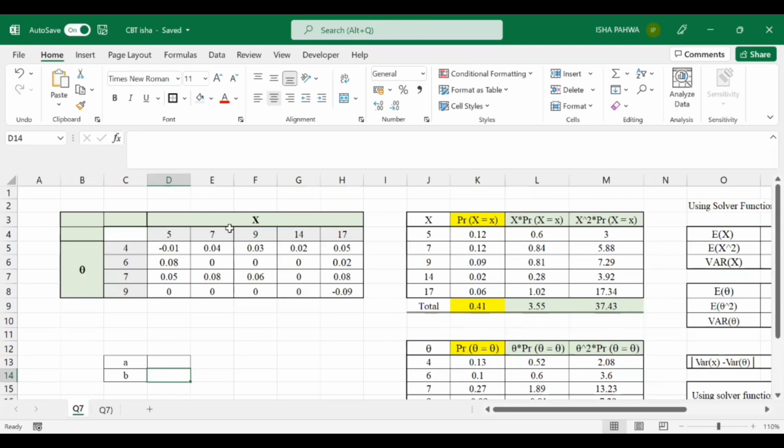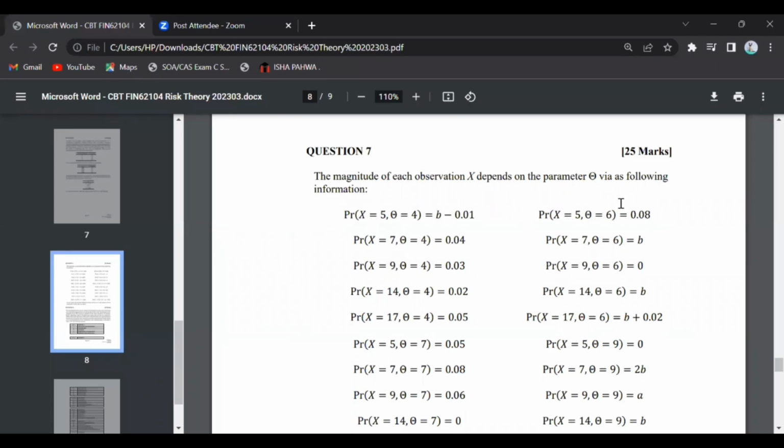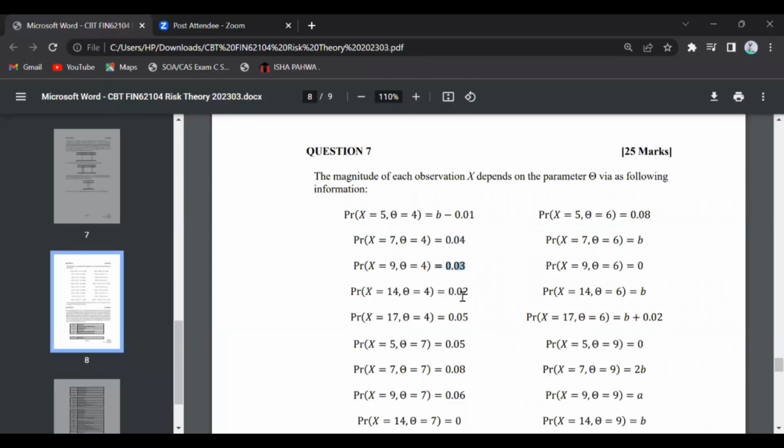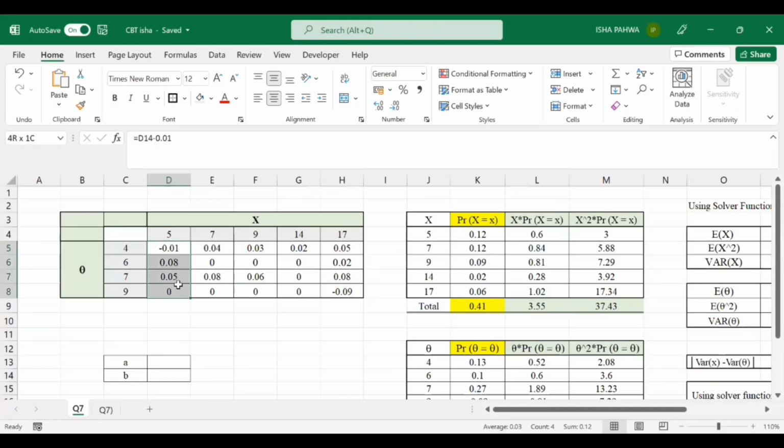The first thing would be that the probability when X is 5 and theta is 4 is actually B minus 0.01. In order to do that, we will just use this cell minus 0.01. You can see this cell is the value for B, which we must find. So we do this and we can just substitute the other values, which are 0.043 and so on. After we substitute all of them, we get this answer for the probability of X and theta. We similarly do this for all the values of X here, and we get this answer.